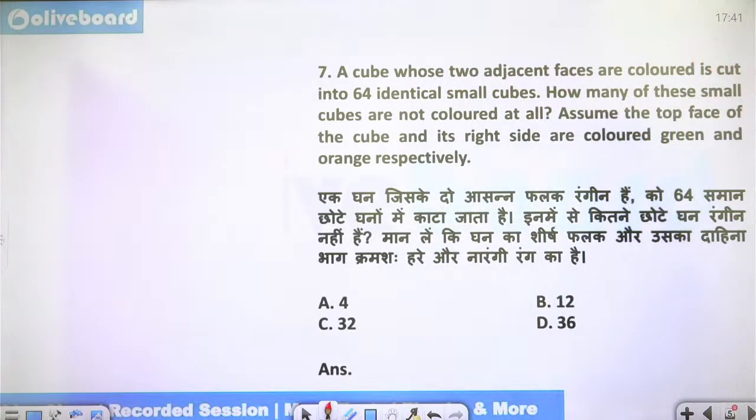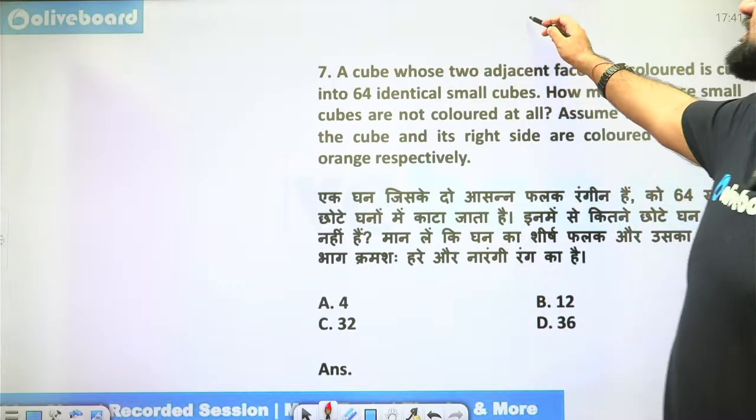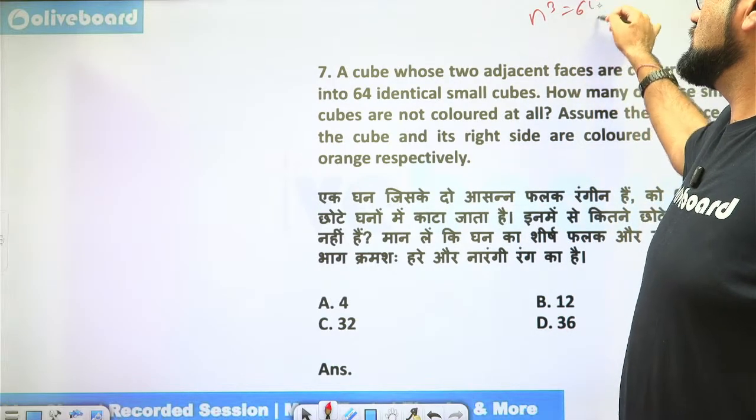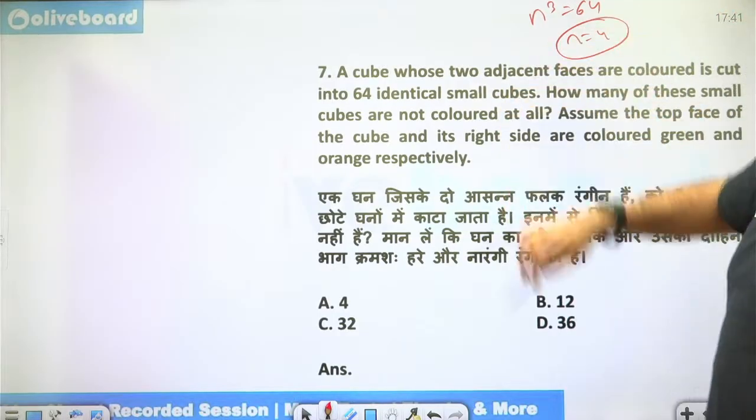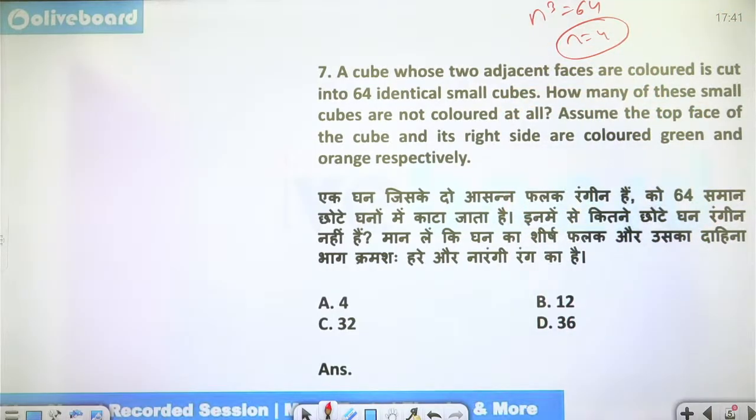Okay. So a cube whose two adjacent faces are colored is cut into 64 identical small cubes. Okay. And how many of these small cubes? So I know n cube is 64. So n is 4. This is something which I can find out right away. How many of these small cubes are not colored at all?